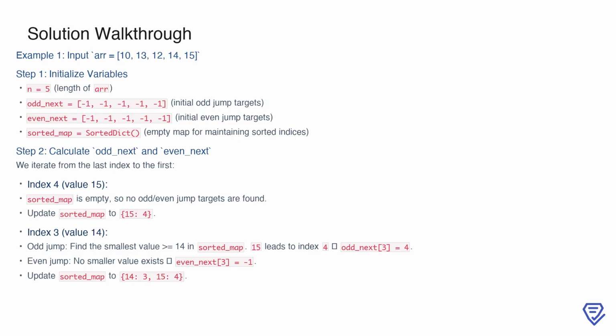At index 4, the value is 15. Since sorted_map is initially empty, there are no valid targets for odd or even jumps. We then update sorted_map to include the value 15 at index 4.